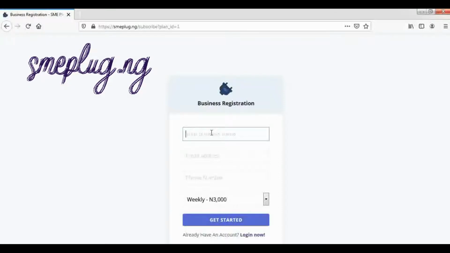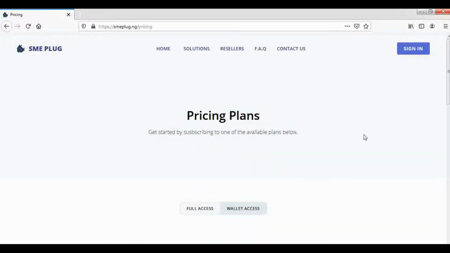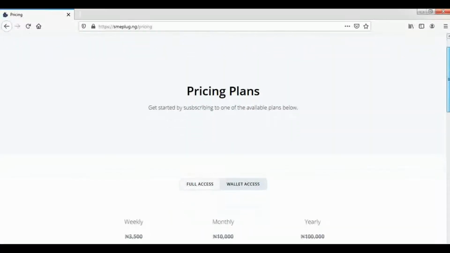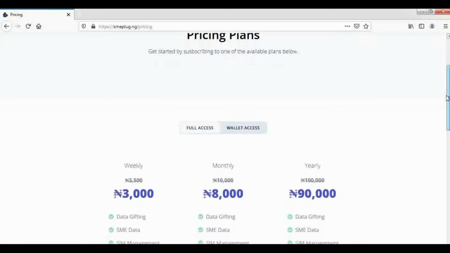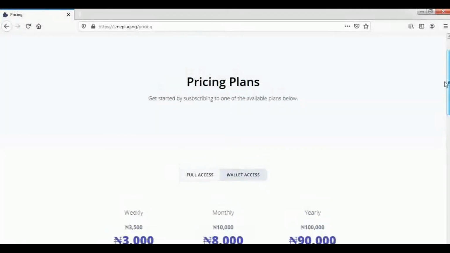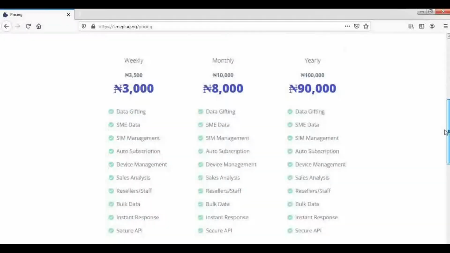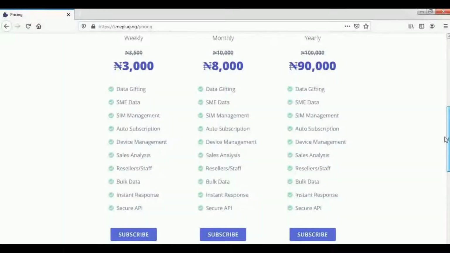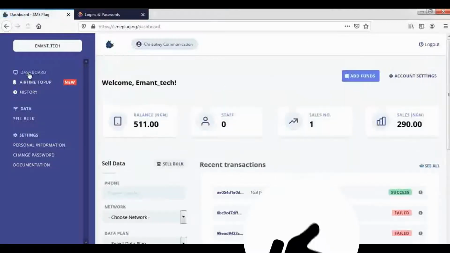SMEPLUG.ng. Once you sign up, you will be required to fund your wallet with a minimum of 3,000 naira. That is not a non-refundable payment; that 3,000 naira you are going to use to be selling data. Once you fund your wallet on the website with 3,000 naira, you'll be able to sell all networks. You can sell MTN 1 gig for 290.